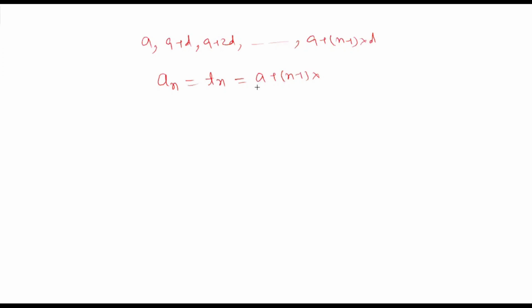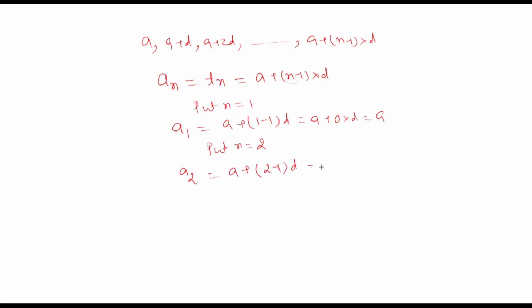So what is given here is the general term. As in, if you put different values of n, you get different terms. If I put n equals 1, I get the first term, right? a1 would give me a plus 1 minus 1 into d, so this will be a plus 0 into d, which is going to give me a. Similarly, put n equals 2. What should it give me? It should give me the second term, which is a plus 2 minus 1 into d, which is going to give me a plus d. So these are the terms of an AP.